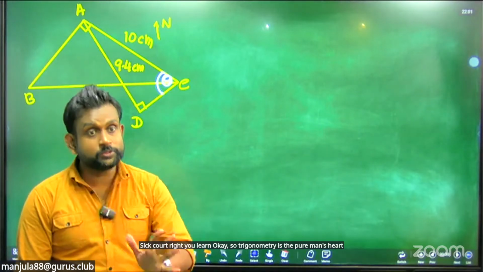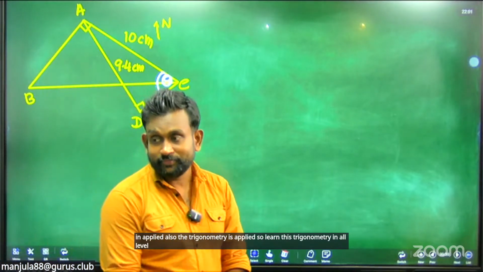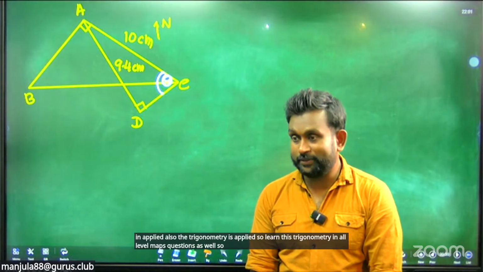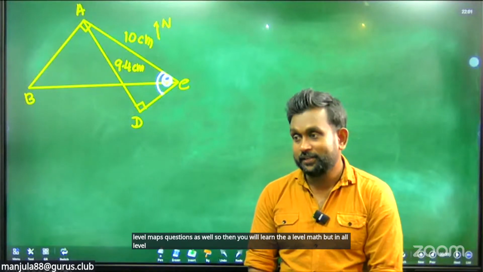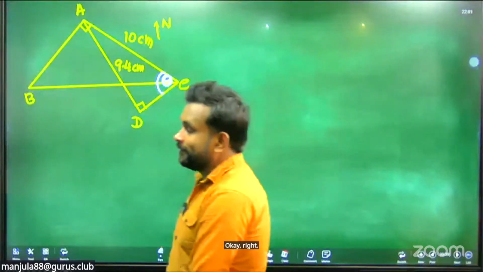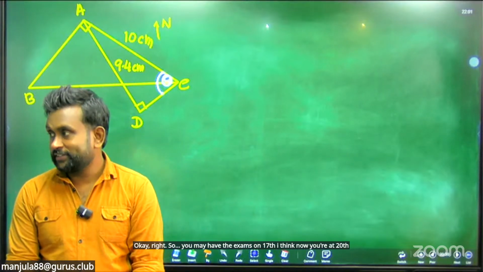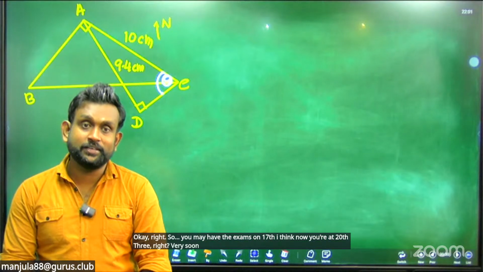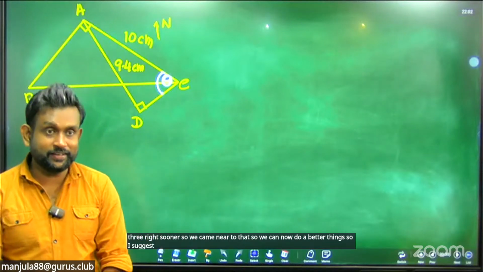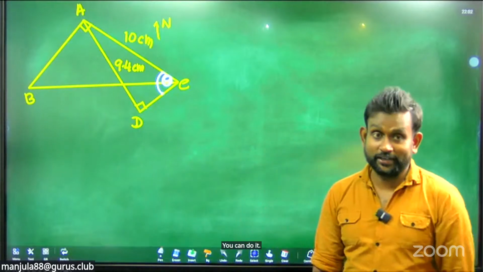In applied also, the trigonometry is applied. So learn this trigonometry in O-level maths questions as well. Then you will learn the A-level maths. But in O-level, we are learning very simple things compared to the A-level maths. Okay, right. So you may have the exams on 17th. I think now we are at 23, right? Very soon. So we came near to that. So we can do better things. So I suggest you take 9A passes, everyone. I think you can do it and show your strength.